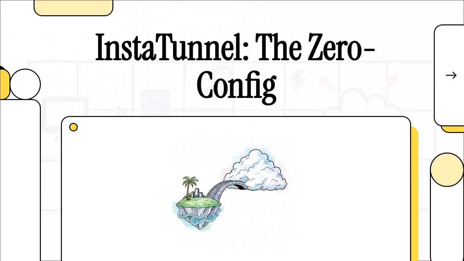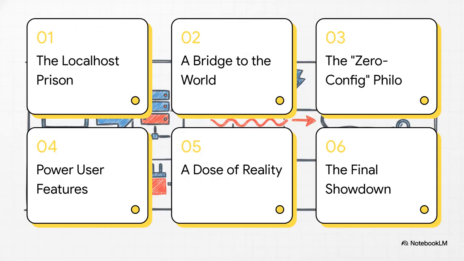We're talking about InstaTunnel. So here's how we're going to break this down. First, we'll talk about the problem, what I like to call the localhost prison. Then we'll see how InstaTunnel builds that bridge out. After that, we'll get into its zero-config philosophy, dig into some power user features, get a dose of reality with some troubleshooting, and then wrap it all up with a final showdown against the competition.